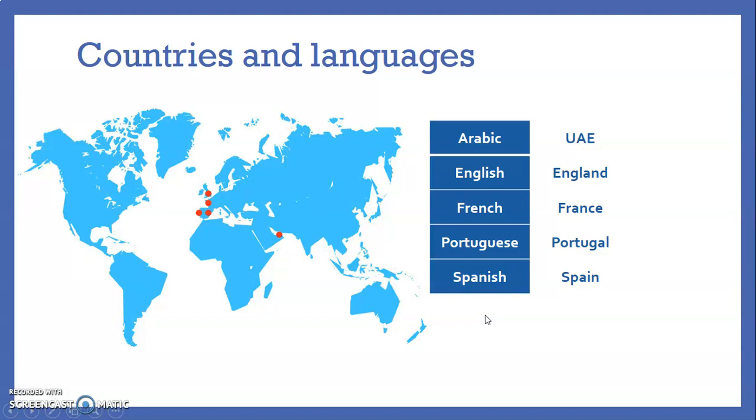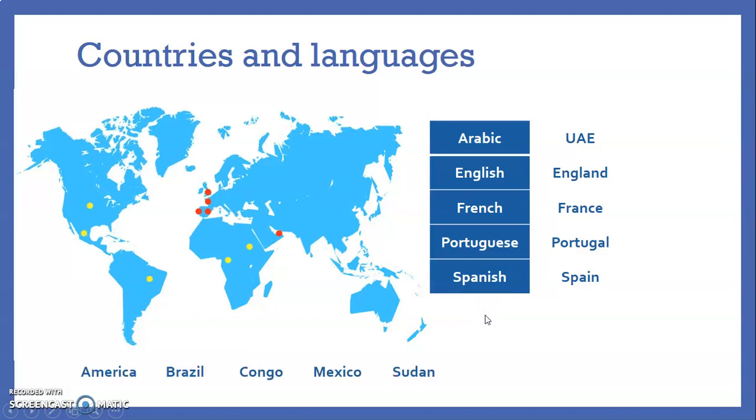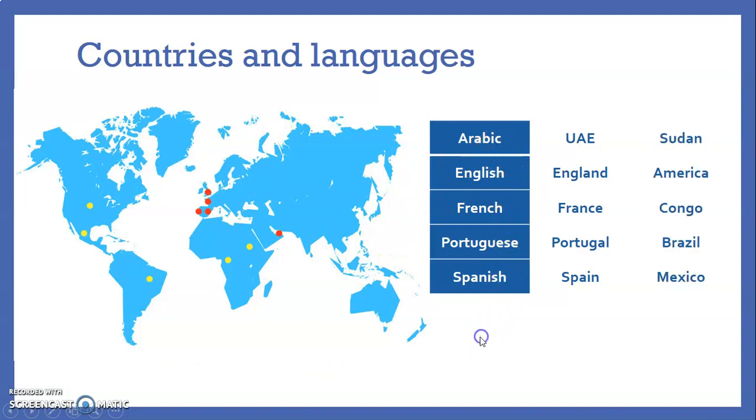But what about these countries? America, Brazil, Congo, Mexico, Sudan. Which languages do these countries speak? Do you know? Can you attach them to these 5? Okay, so Sudan is Arabic, America, English, Congo, French, Brazil, Portuguese, Mexico, Spanish in general.